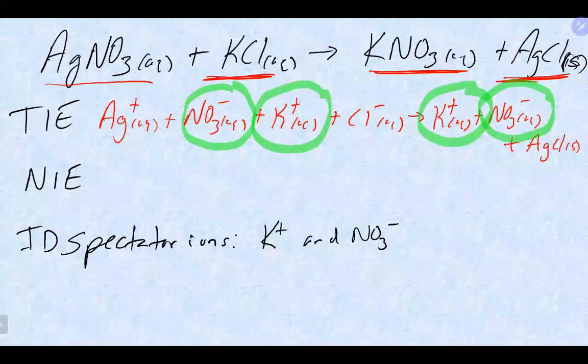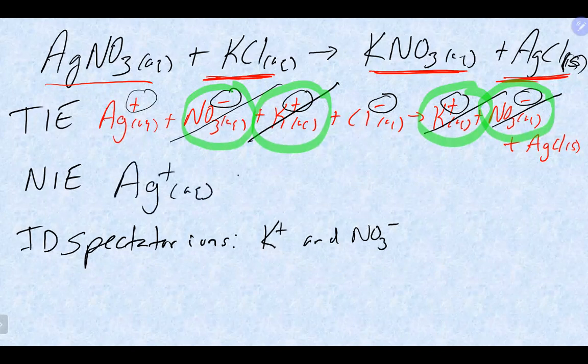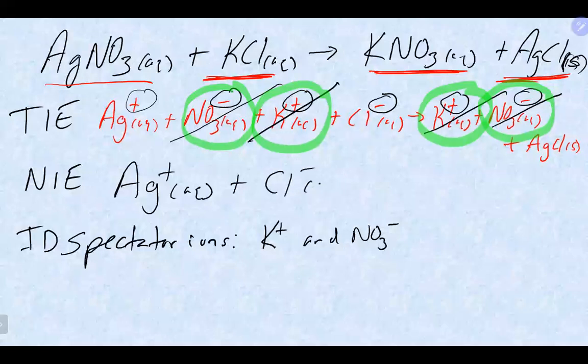Other questions? Okay, so with our total ionic equation, you do need to make sure that you have charges on all the ions. We're going to cancel out our spectator ions, and that is going to leave us with what is truly happening in this equation, which is our net ionic equation. And basically what is happening is that the silver ion is going to find the chloride ion in this case.